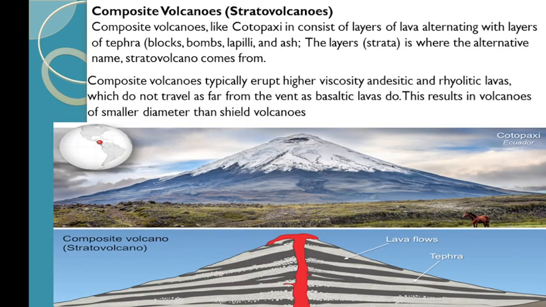Composite volcanoes are also called stratovolcanoes, like Cotopaxi, which consists of layers of lava with alternating layers. These are alternating layers of lava flow. Composite volcanoes typically erupt higher viscosity magma. Most of the questions come from this, so asterisk mark this. These are andesitic and rhyolitic, higher viscosity magma in a composite volcano. They do not travel over a much larger area, so the resulting volcano has a small diameter. So a composite stratovolcano does not flow over a large area.